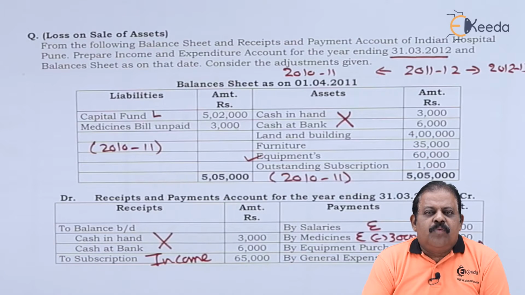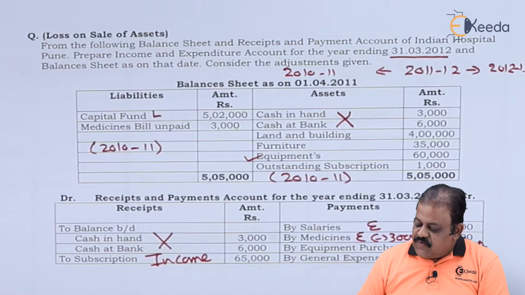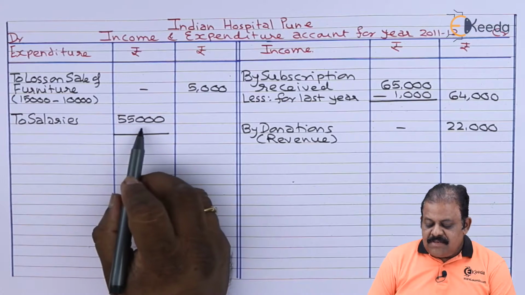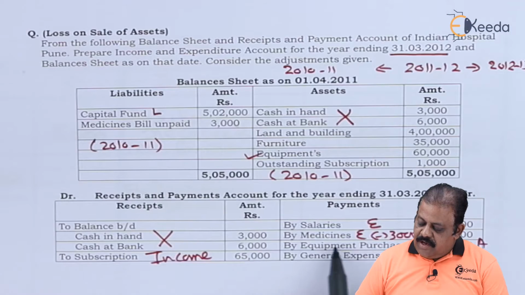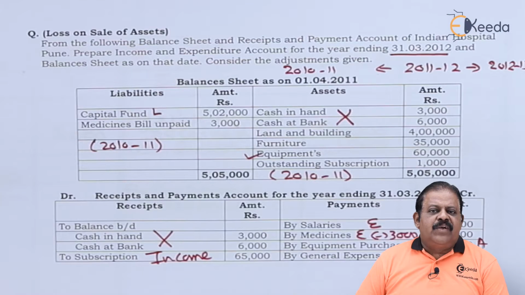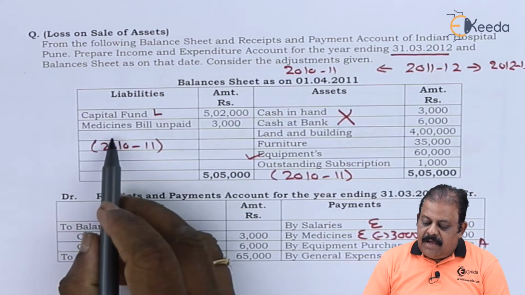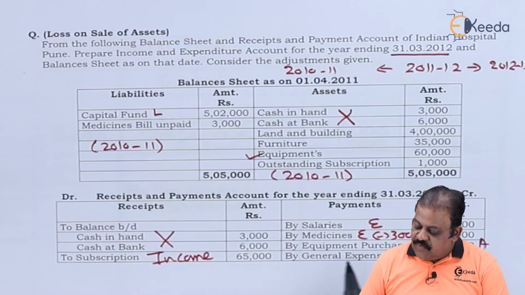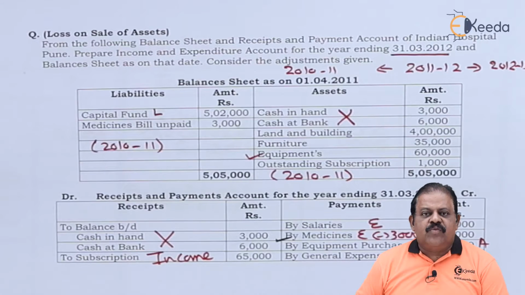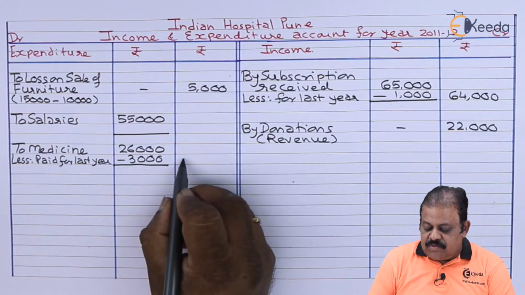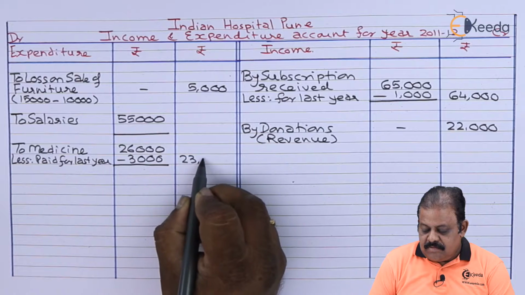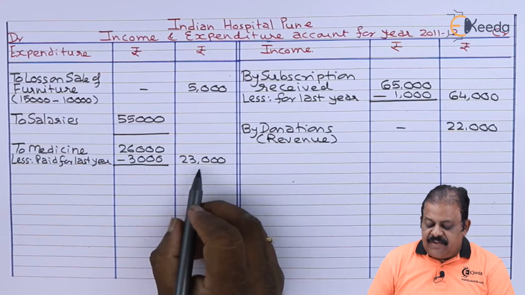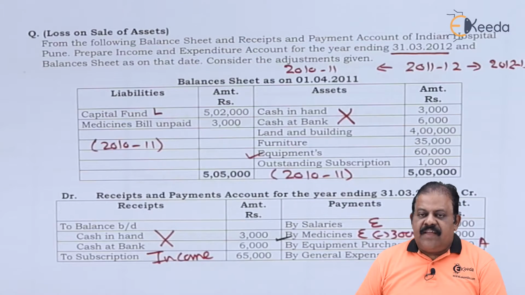Let us go through payments. Salaries 55,000. It is recorded as expenditure. Next we have medicines. We have paid 26,000. There is opening balance of medicine bills unpaid 3,000. This will be deducted from this amount of 26,000. Paid for last year 3,000. So balance is 23,000.